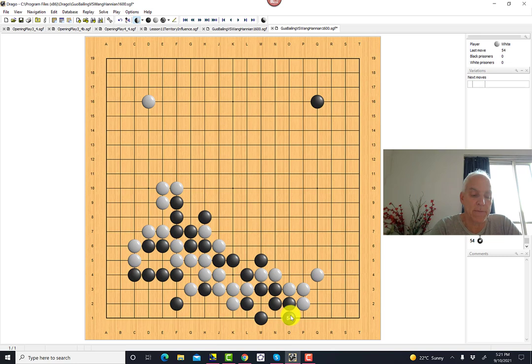Okay, and now white plays here. This is also a forcing move. It helps white on this side. And it's a forcing move because if black doesn't respond here, then white will play here, making this a false eye, and then this group will be dead. So black has to respond there.